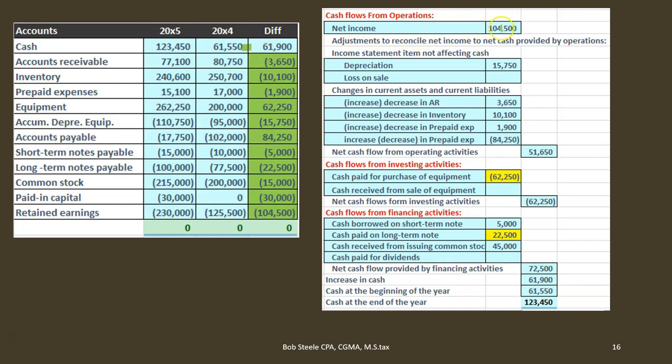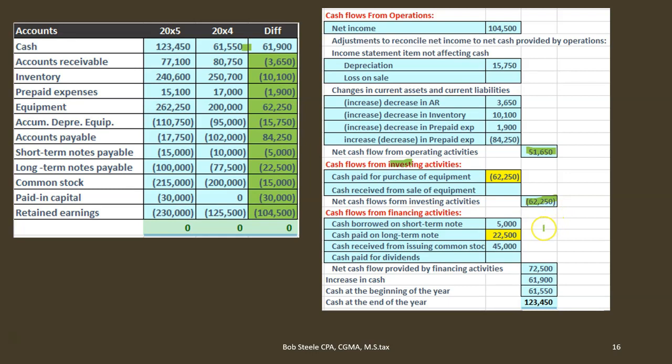We got the net income. This is the cash flow from operations. Net income plus this, minus this adds up to this 51,650. That's the cash flow. That's how much cash we have received from operations. If it was a negative, we would have cash used from operation. Cash flows from the investing activities, all we have is this 62,250. It's a negative, so it's a decrease.